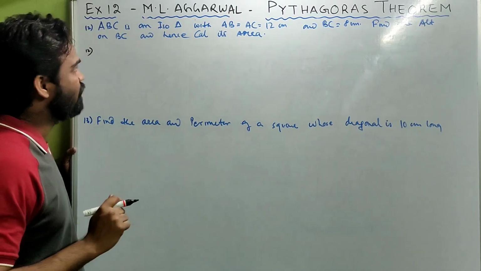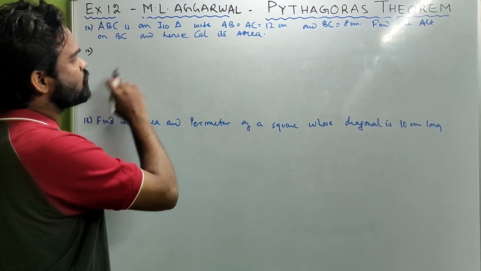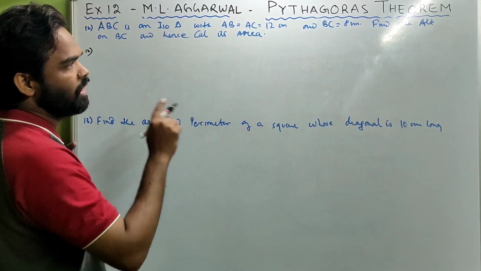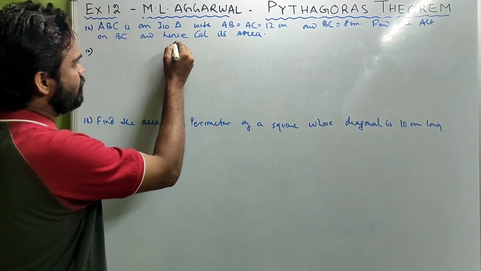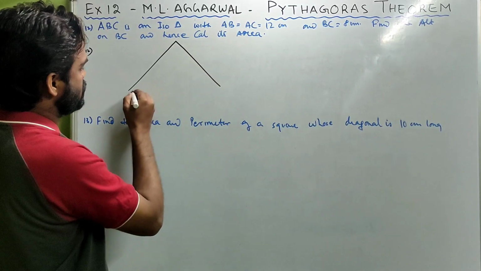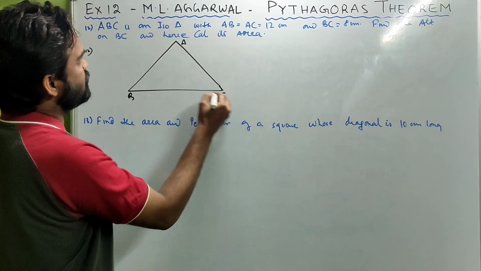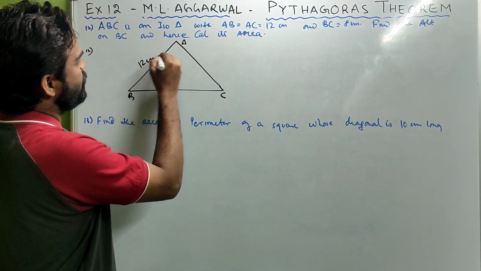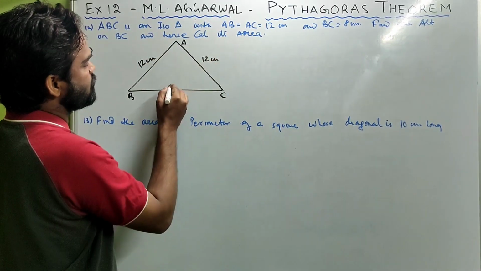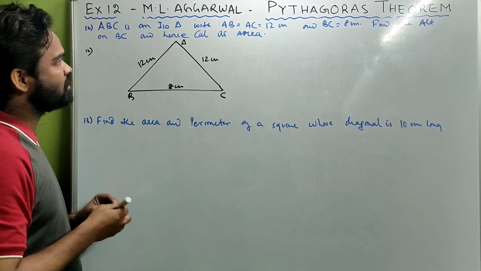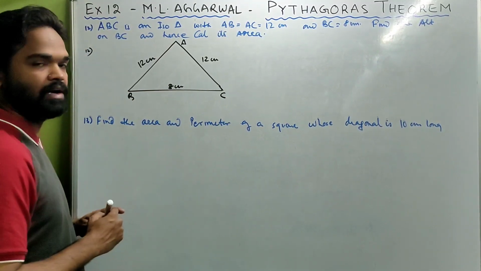Now look at sum number 12. ABC is an isosceles triangle with AB equal to AC equal to 12 centimeter and BC is 8 centimeter. So you have an isosceles triangle ABC. This is 12 centimeter, this is 12 centimeter, and this is 8 centimeter. Find the altitude on BC and hence calculate its area.